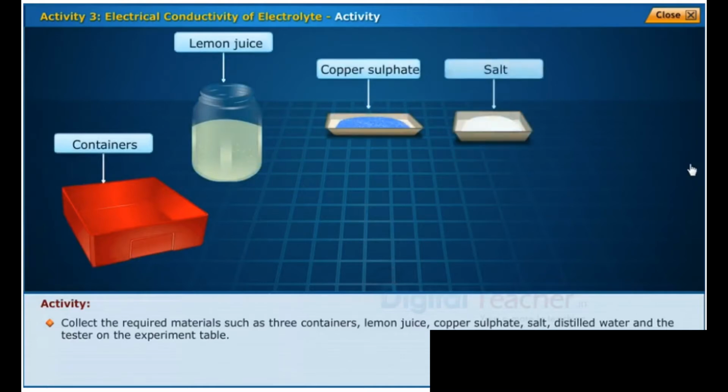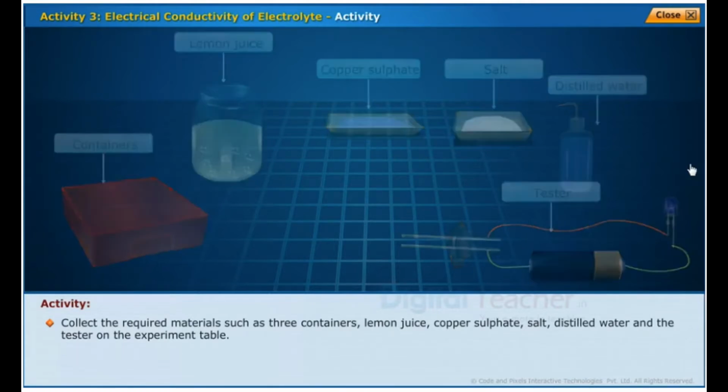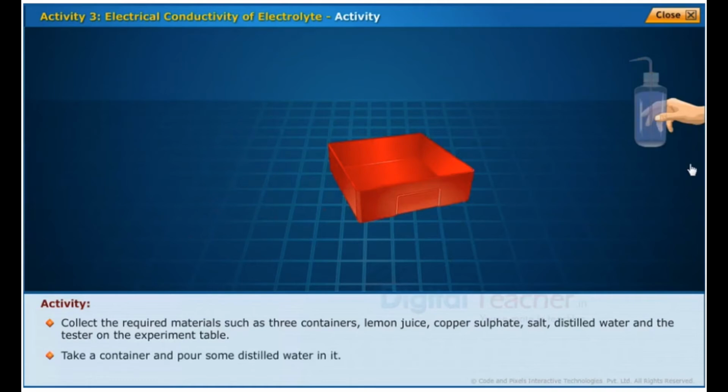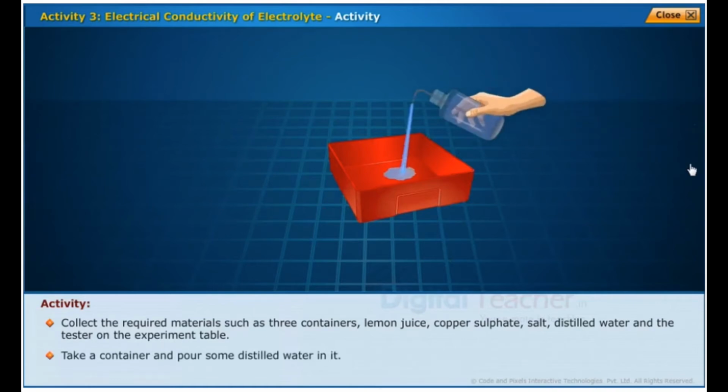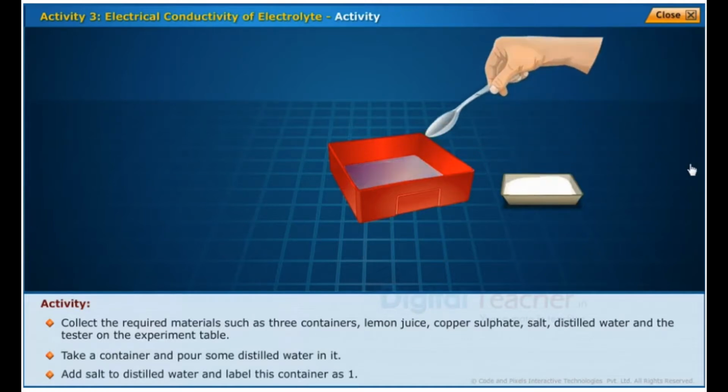Collect the required materials such as 3 containers, lemon juice, copper sulfate, salt, distilled water and the tester on the table. Take a container and pour some distilled water in it. Add salt to distilled water and label it as container 1.